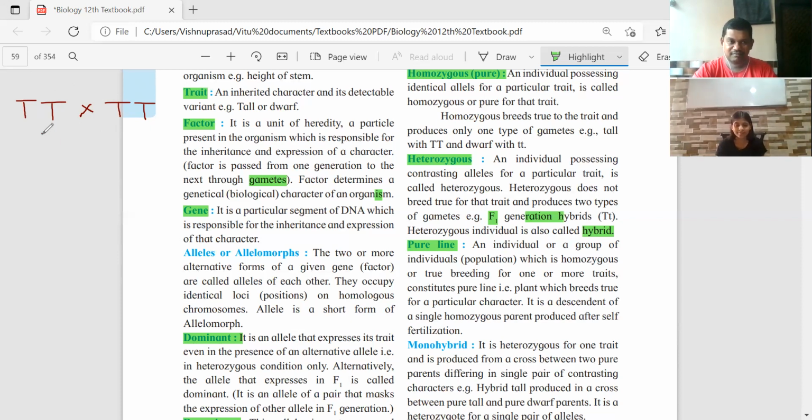When the gametes are produced from this genotype, in gamete production the number becomes half. You remember meiosis?